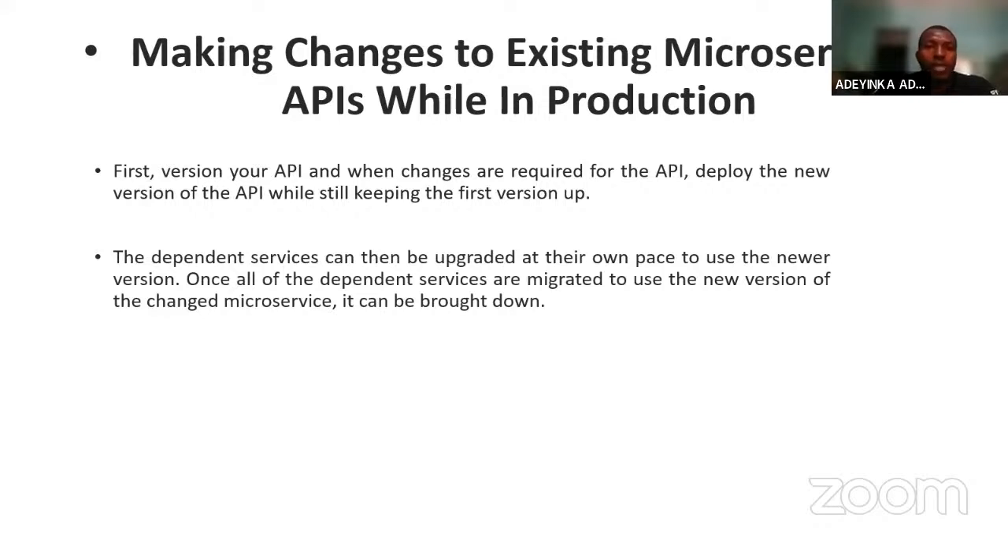So you don't just phase out the previous implementation you have in your application. You do this gradually by deploying a newer version and phasing out the previous version. The dependent services can then be upgraded at their own pace to use the new version. Once all of the dependent services are migrated to use the new version of the changed microservice, the old one can be brought down.